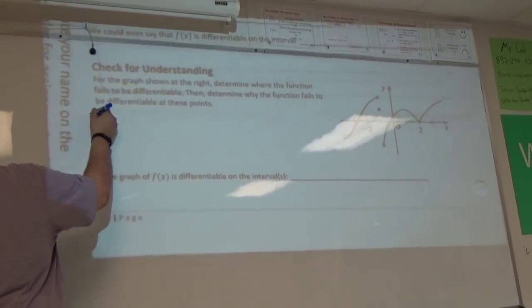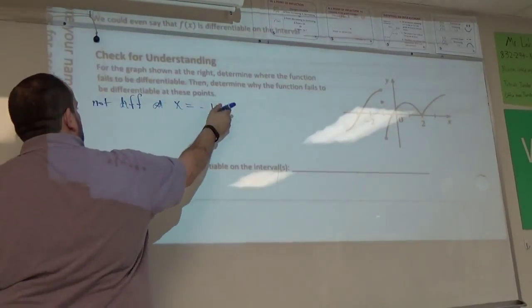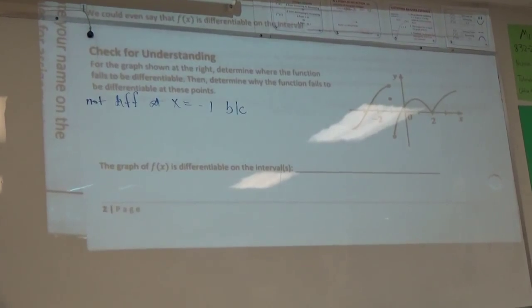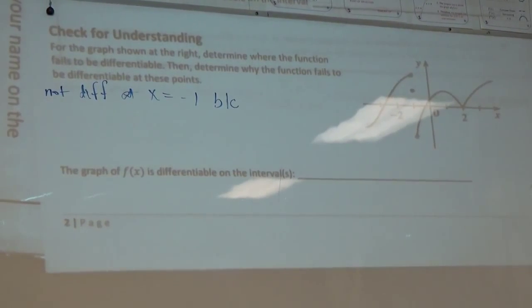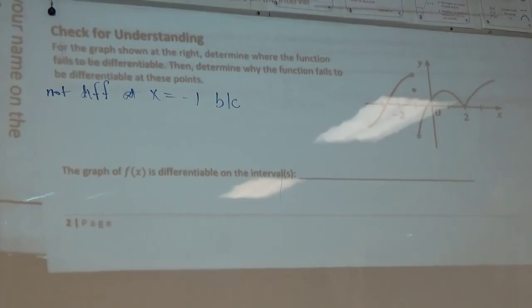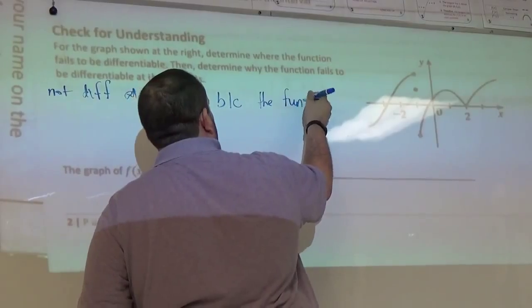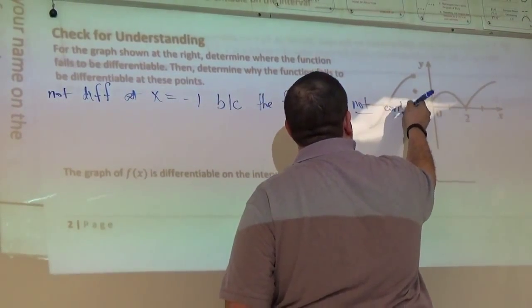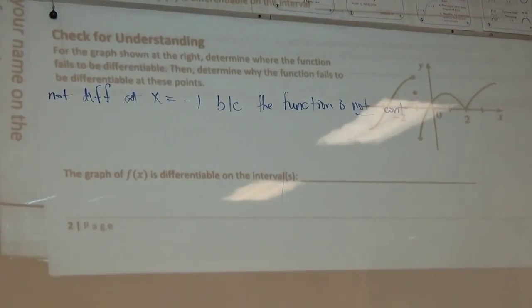Okay, so you're saying not differentiable at x equals -1. Now tell me why. What's the because? The function is not continuous. It's on your paper. So, because the function is not continuous at x equals -1, that is one place.